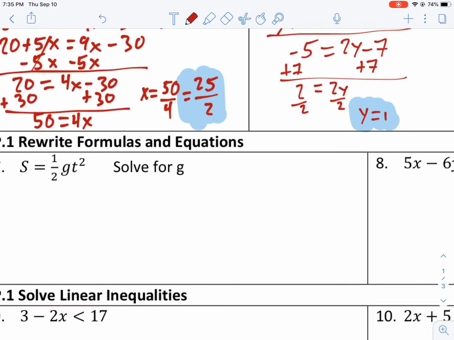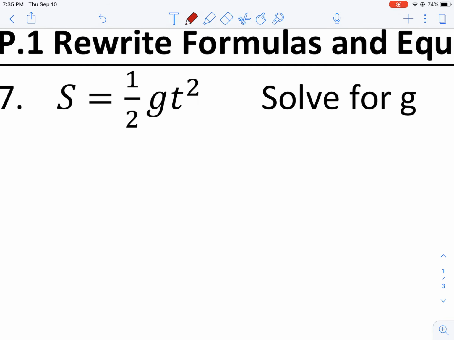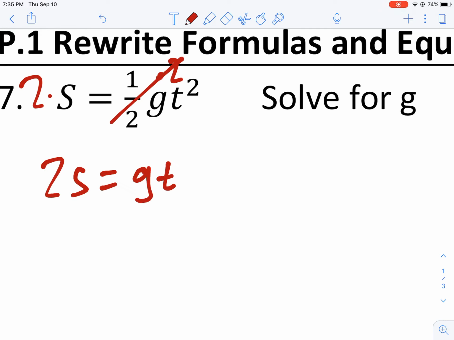Next, we're going to talk about some rewriting formulas, solving literal equations. So when you're solving literal equations, remember, whatever letter you have, you want to get by itself. So that's g here, solve for g. The numbers in front, right? If you have a fraction in front, we want to get rid of that by multiplying by the reciprocal. So we're going to multiply by 2 on both sides to start in order to cancel that out. So we've got 2s equals g times t squared.